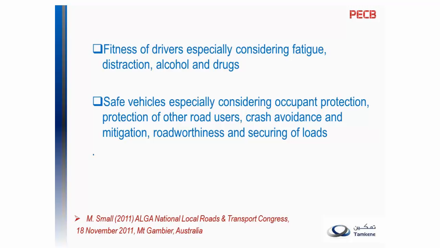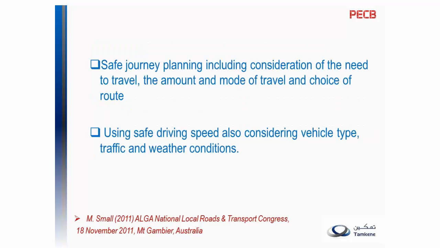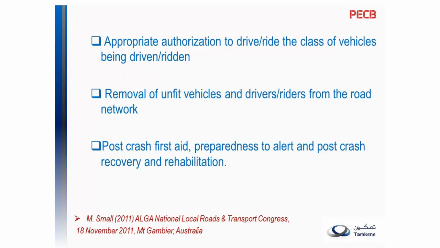And also the safe journey plan. The part of road traffic safety has something to do with journey management. And safe speed, considering vehicle type and traffic and weather conditions. So this should be part of the aspect for planning or key performance indicator.